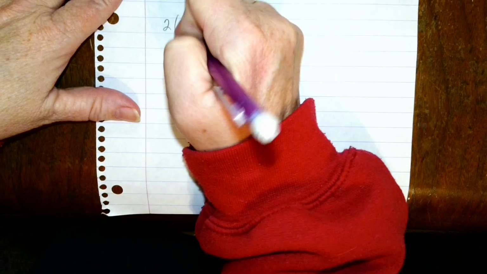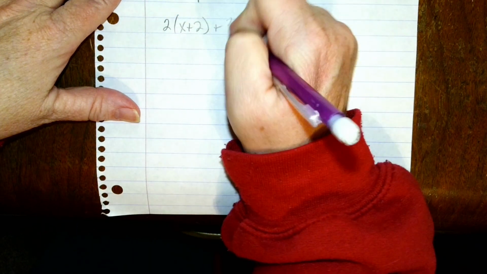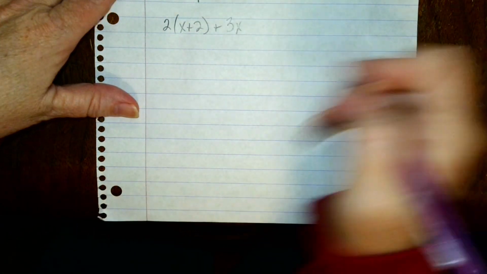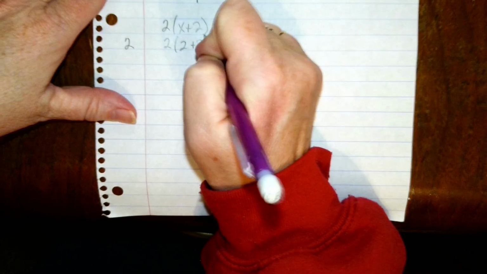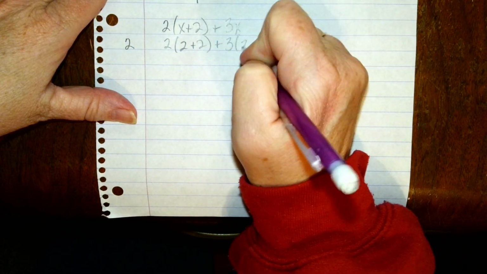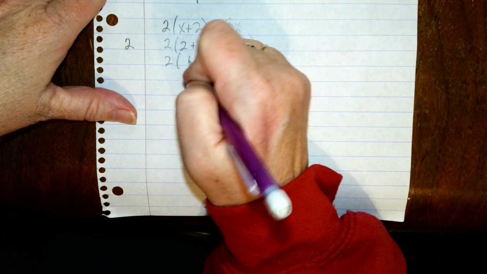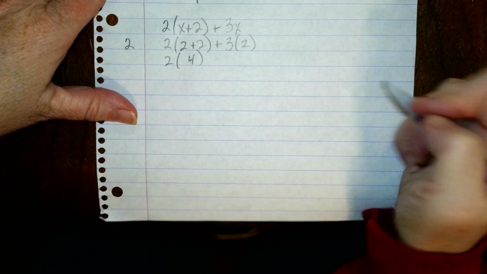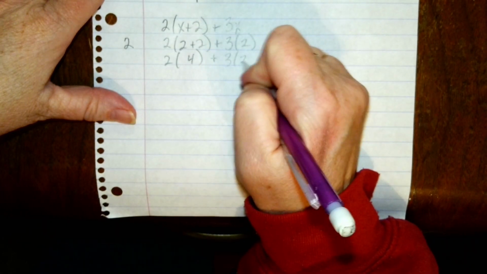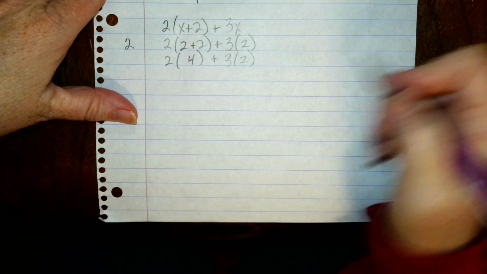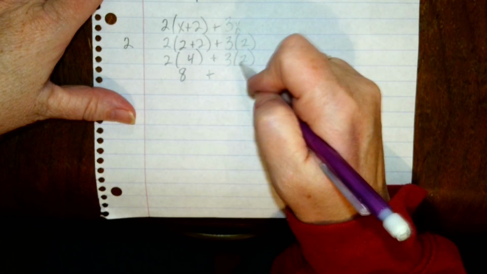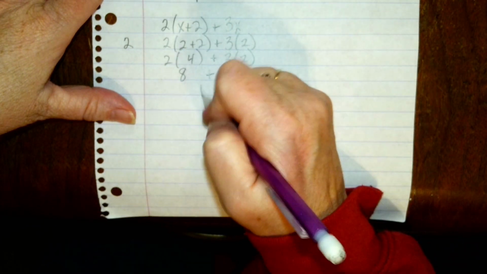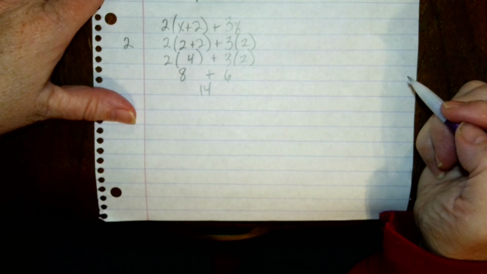So we have 2 times x plus 2 plus 3x. And we are doing when x equals 2. So we have 2 times 2 plus 2 plus 3 times 2. So 2 times 4 plus the 3 times 2. We have 2 times 4 is 8 plus, and we can do this one right now, 3 times 2 is 6. Add those together, we get 14.